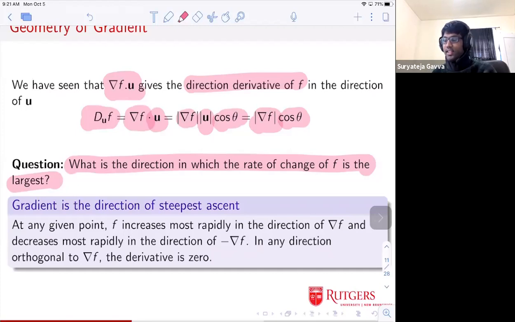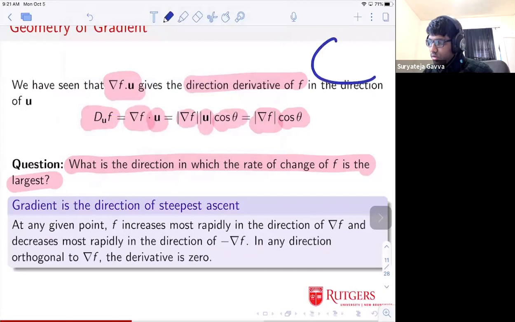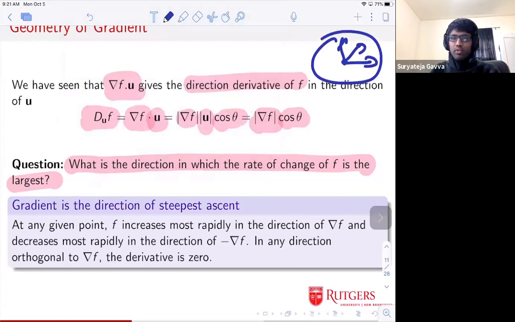Okay, so the question is, at any point in the plane, you can move in different directions. So the question I'm asking you is, in which direction should you move so that you'll get the maximum amount of derivative, or the maximum change, or maximum rate of change? Can you tell me what is the direction in which you'll get the maximum change?